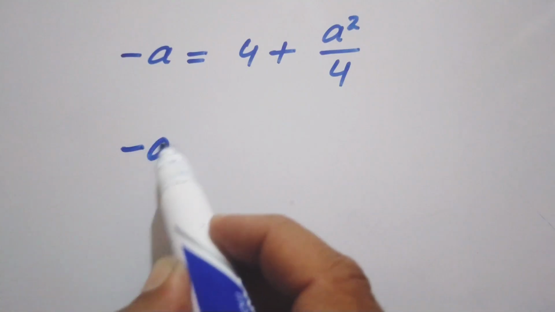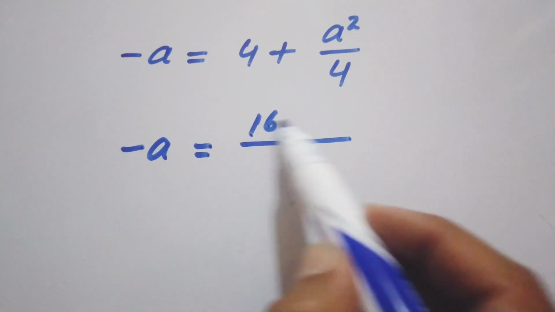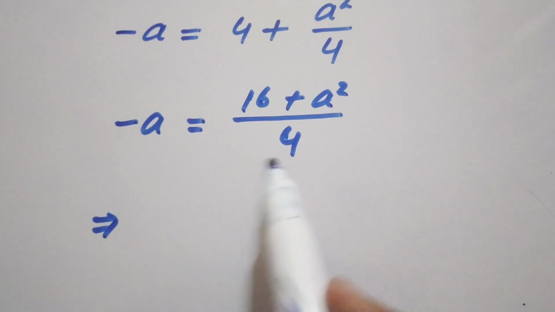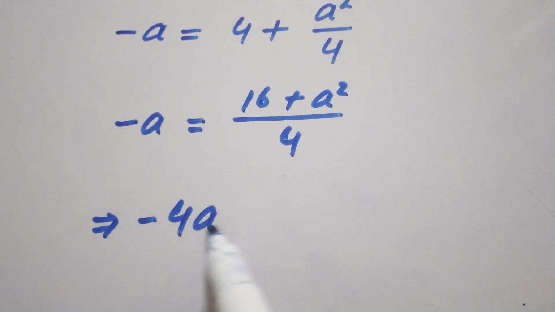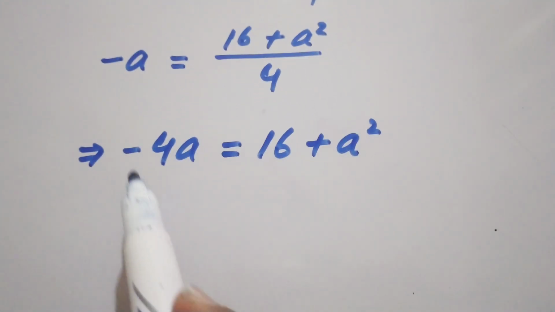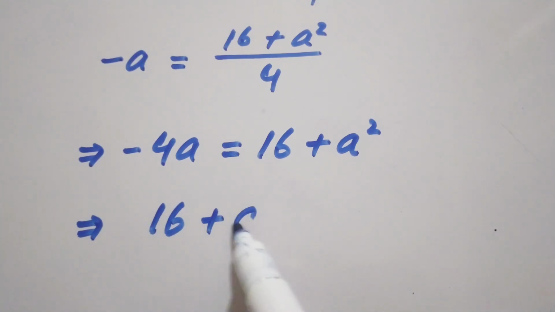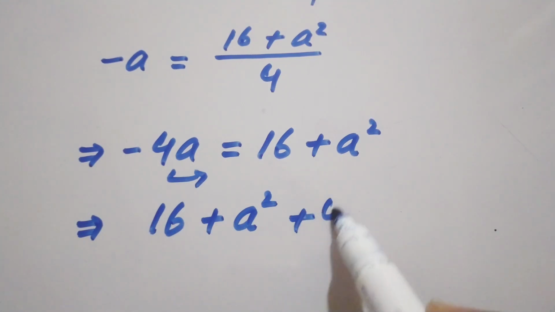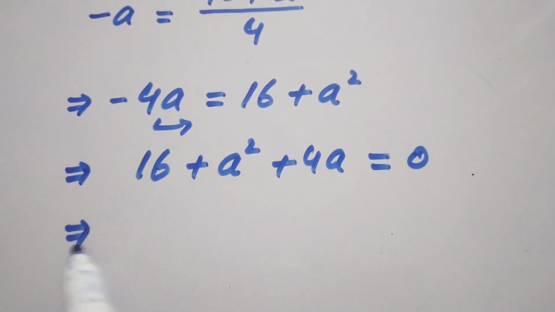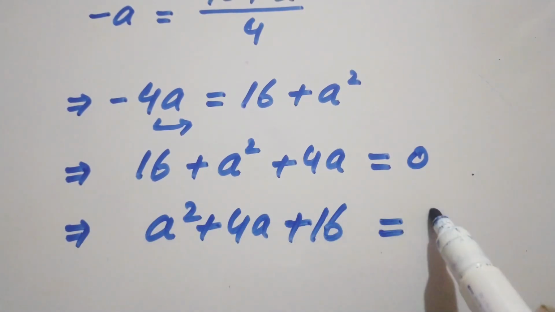Now by taking LCM, minus a is equal to, the LCM of these two terms is 4, and 4 multiplied by 4 is 16, plus a squared. Now by doing cross multiplication we get 4 multiplied by minus a, which gives minus 4a, is equal to 16 plus a squared. Now shifting minus 4a to the other side, it will be positive, and the left side is equal to 0. Now rearranging, a squared plus 4a plus 16 is equal to 0.